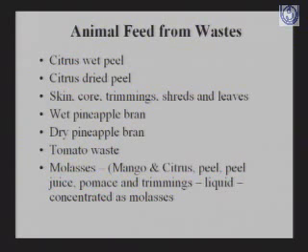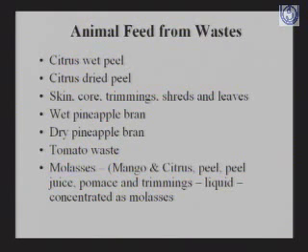Tomato waste, molasses, mango, citrus peel and peel juice, pomace and trimmings are extracted into liquid, and this liquid is concentrated by evaporation as molasses. This molasses can be fed to animals, which provides nutrition from the plant material to the animal feeds.